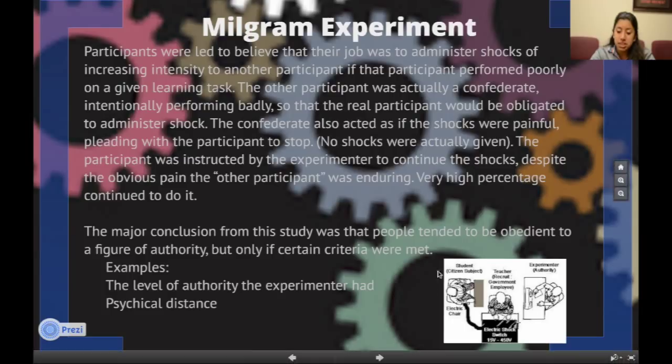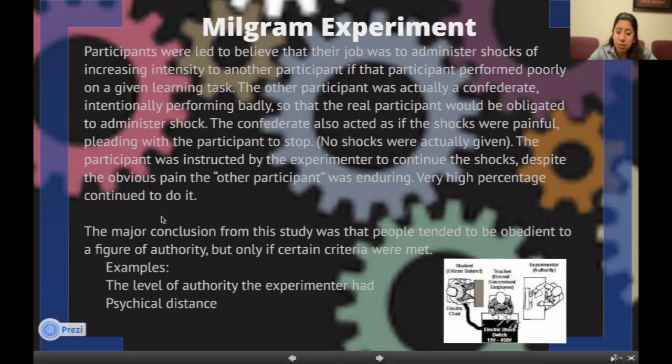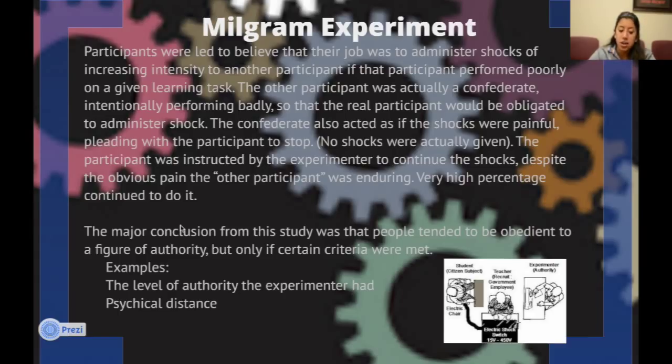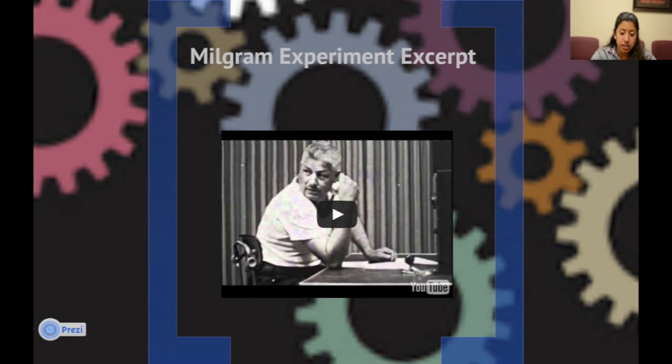A very high percentage of people actually kept doing it, showing that people will listen to authority. The major conclusion from this study, which is really what you have to keep in mind, is that people tended to be obedient to a figure of authority, but only if certain criteria were met. Examples are if the person came in as a scientist rather than somebody that looked like a grad student, or even physical distance. There's actually a video on YouTube that you can watch. It's really helpful. I'll show you a little clip of it.